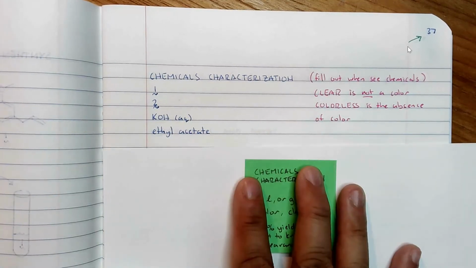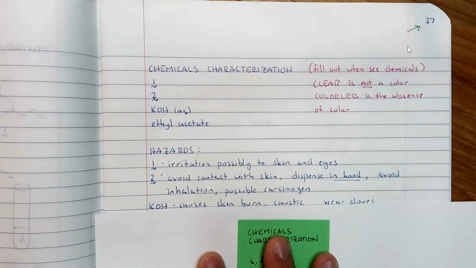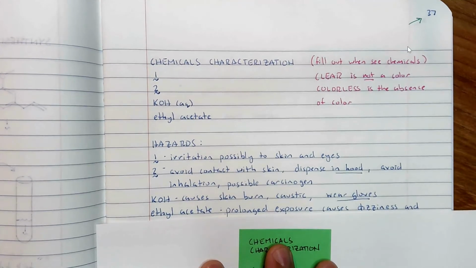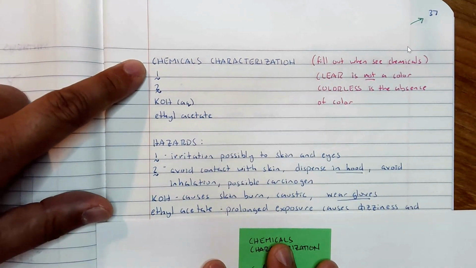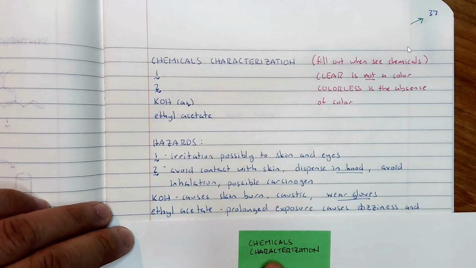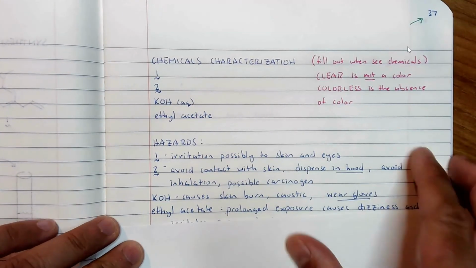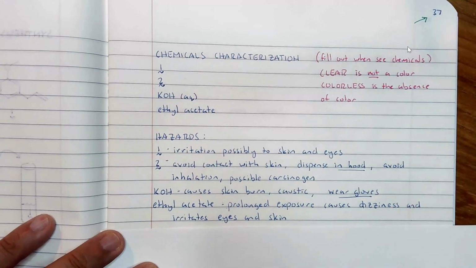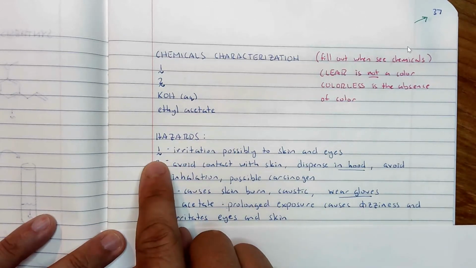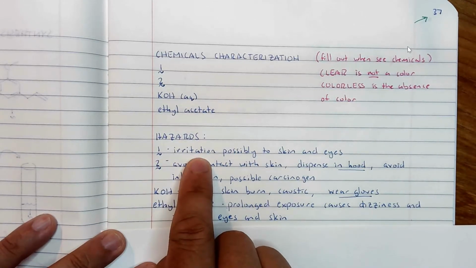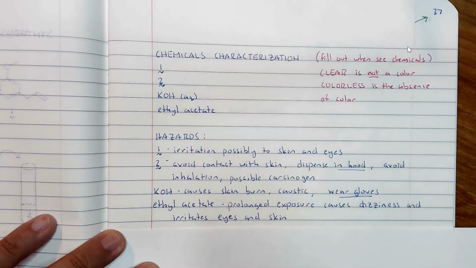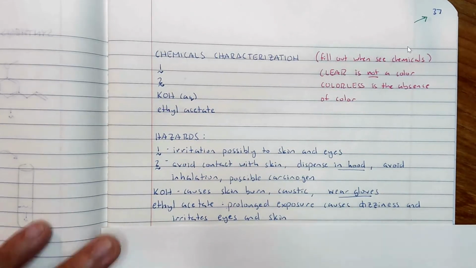All right. Next are the hazards. For the same chemicals that you have in your chemical characterization, you want to look up the hazards. You could use Google, and you want to pick up what possible dangers these chemicals have. For instance, number 1, eugenol is an irritant to skin and eyes. That's true of a lot of chemicals.